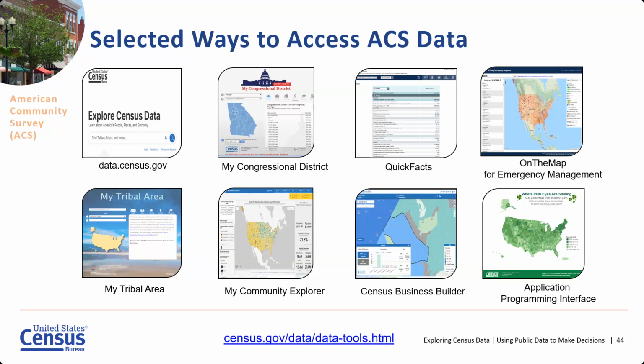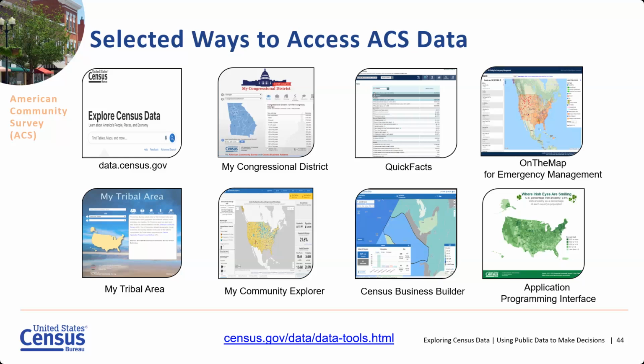And this tool uses the ACS, but also other Census Bureau data sets like the Population Estimates Program, County Business Patterns, and more. On the Map for Emergency Management provides data for disasters, natural hazards, and weather events using the ACS, as well as other Census Bureau data sets. We also have My Tribal Area, and this is a great tool that gives you quick and easy access to selected ACS statistics for tribal areas. Our tool called My Community Explorer is an interactive map-based tool highlighting demographic and socioeconomic data from the ACS and other Census Bureau data sets.